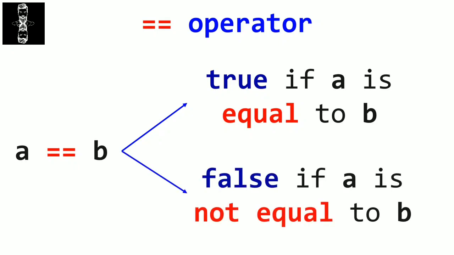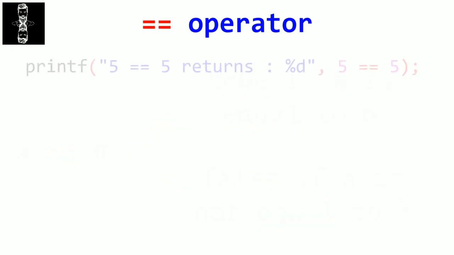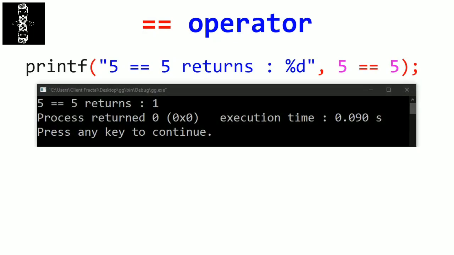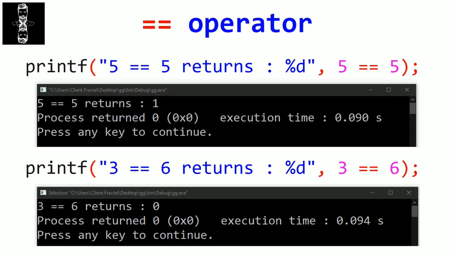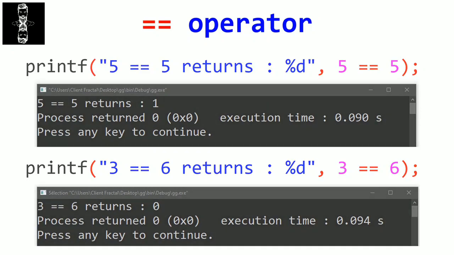For example, if we print the result of 5 is equal to 5, we get 1, because 5 is equal to 5 returns true. But if we print the result of 3 is equal to 6, we get 0, because 3 is equal to 6 returns false. We can also compare variables.